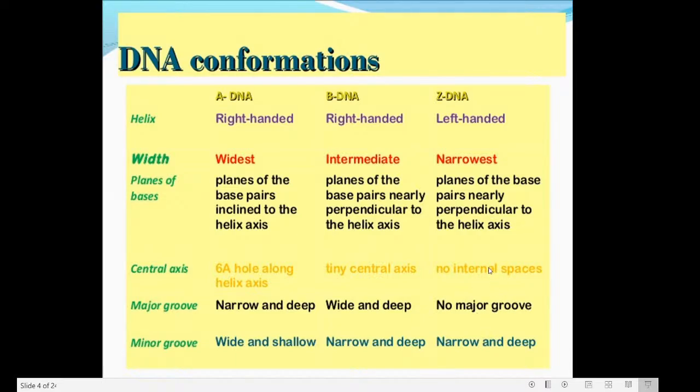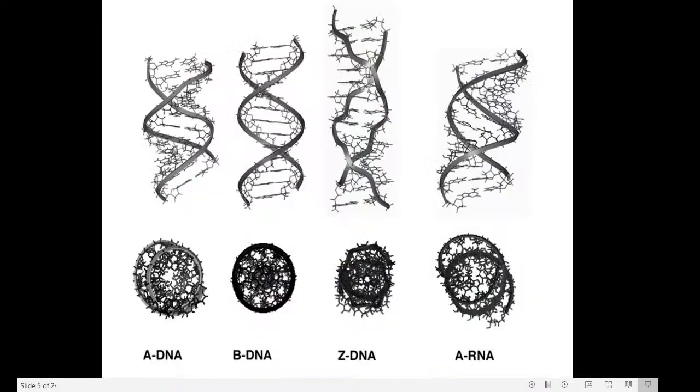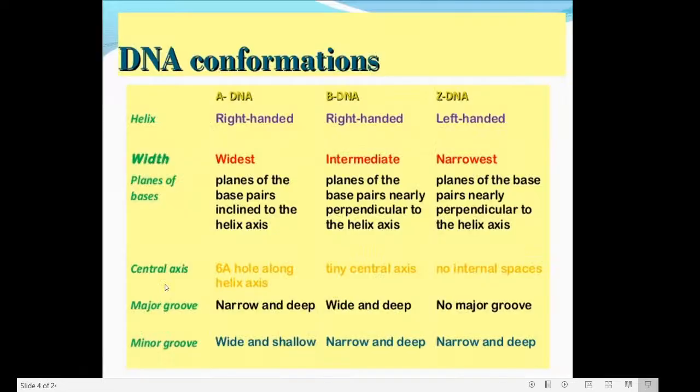In this, the plane of base pairs includes the helix axis, and it's surrounded by the helix. The helix is based on the axis as a center point. Then the central axis has a 6 angstrom halo along the helix axis. At the center point we have the 6 angstrom halo. Halo means there is an empty space in the center axis.